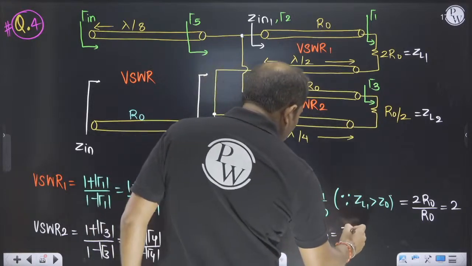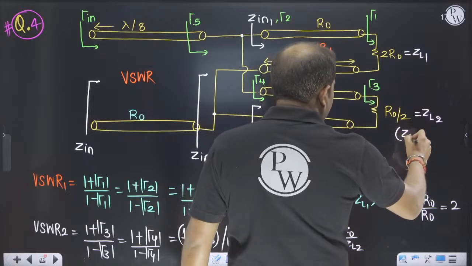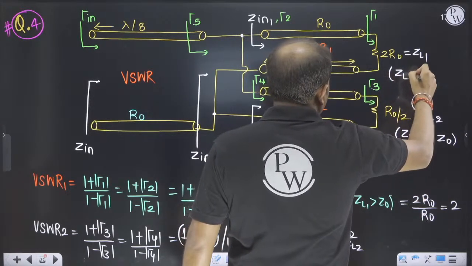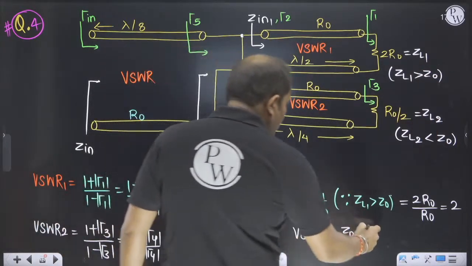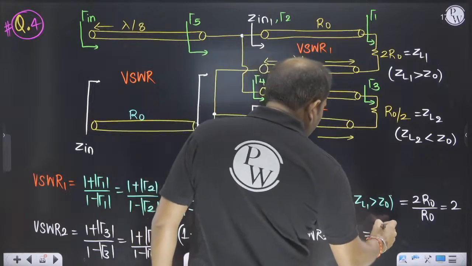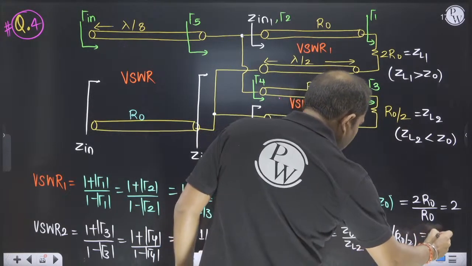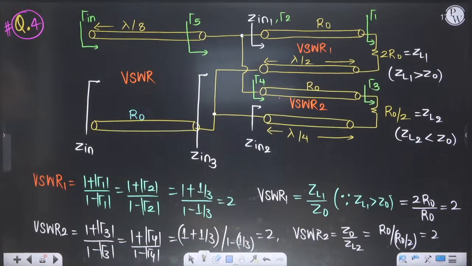Or we can calculate VSWR2 as Z0 upon ZL2. Why? Because ZL2 is less than Z0, and here ZL1 is greater than Z0. So what will it be? It will be R0 upon R0 by 2, so it will be 2. So VSWR2 you can calculate. Then you can calculate VSWR.